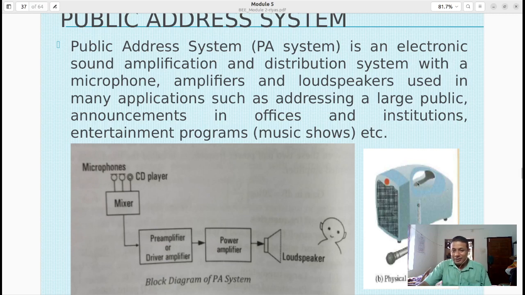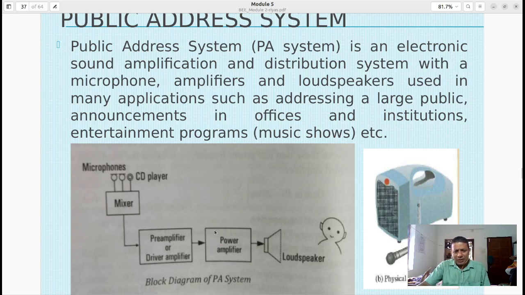And here is a system that I have used in your class, a portable sound amplification system: a speaker, a microphone, and an amplifier in this. And here there is a preamplifier. There is a tag called preamplifier. Preamplifier means an amplifier used to amplify the weak signals.